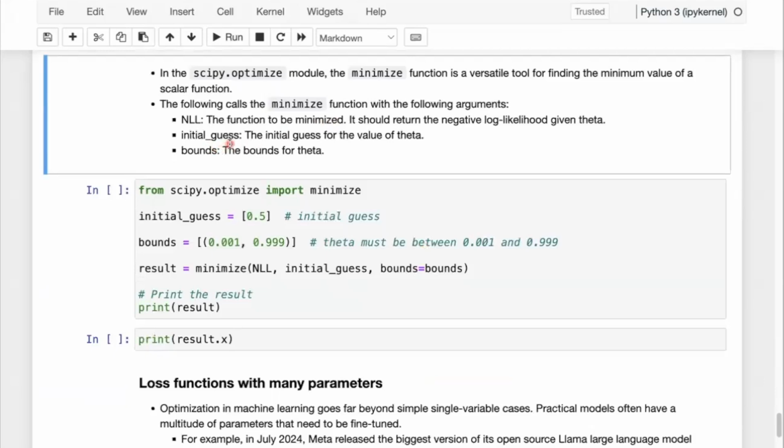Also, the initial guess, right? Because a lot of solvers, the way that they work, they need an initial or random guess, and then they try to make that better until they get to the minimum value. And also the bounds for this theta. So this really helps to restrict the search space to find theta.